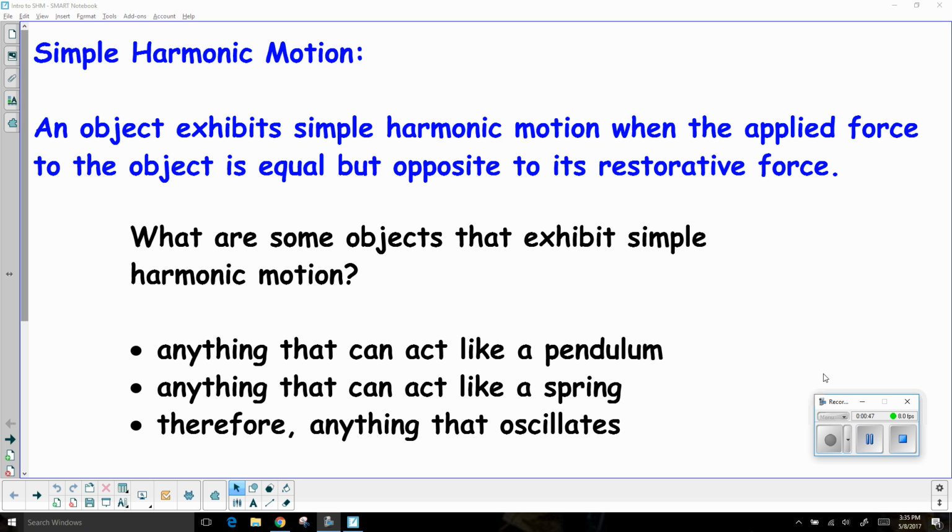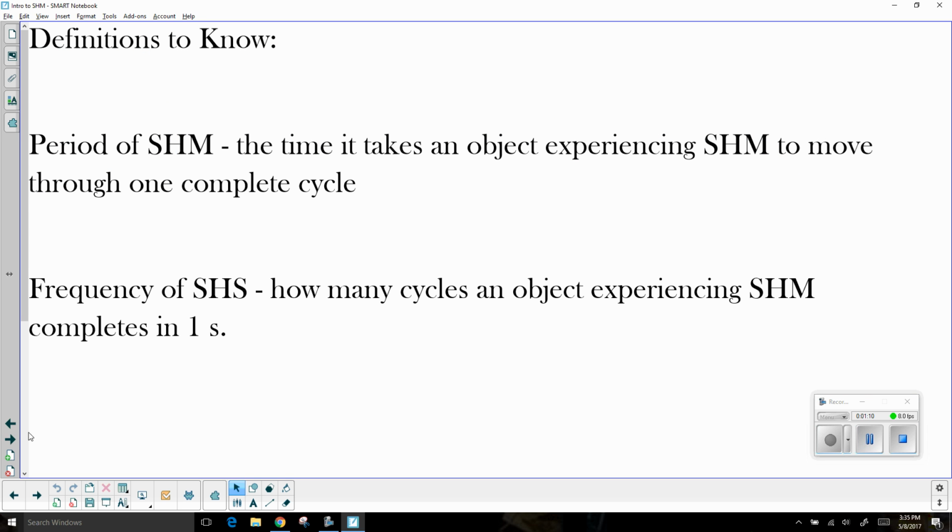So what are some objects that actually exhibit this simple harmonic motion? Anything that acts like a pendulum, anything that acts like a spring, and therefore anything that oscillates, anything that has a constant pattern over a period of time. So let's talk about how to define time period and frequency. We talked about this in the pendulum lab.